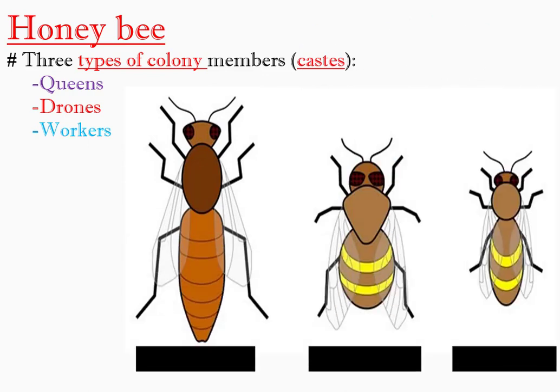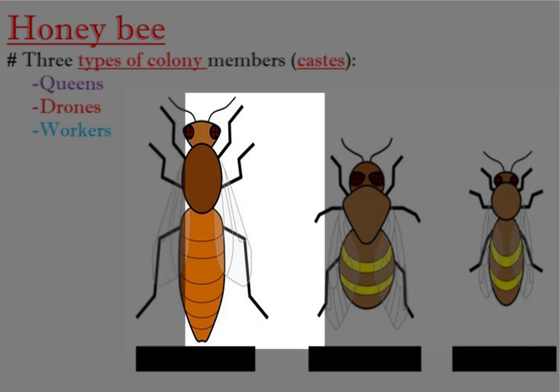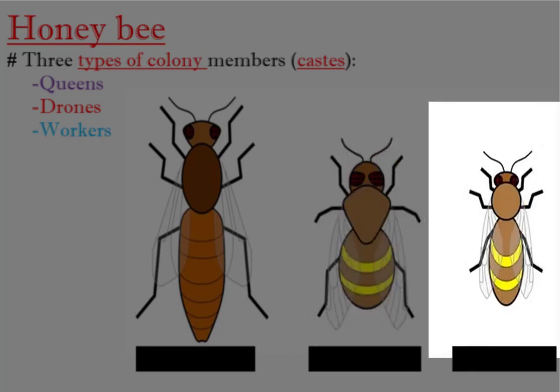In the honeybee colony, there are three types of colony members or castes. The first one is the queen, the truly reproductively active female. The second caste is drones. This is also the reproductively active male. The third caste is worker bees. These worker bees are reproductively non-active females, each with their own specialization and place in honeybee society.